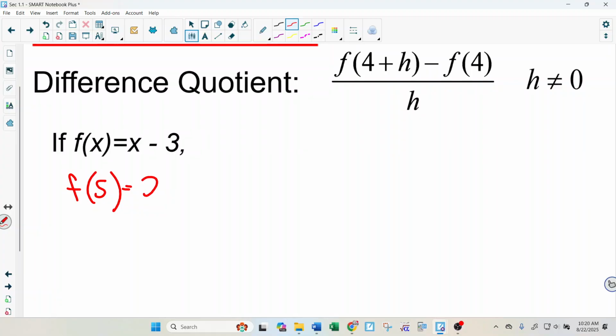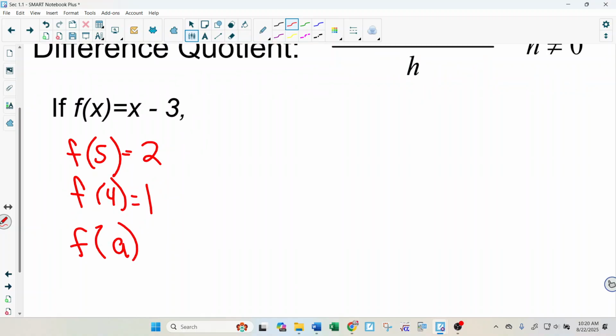2, right? So what would f of 4 be? 1, okay? What would f of a be? It'd just be a minus 3, right? You're just plugging it in, right?